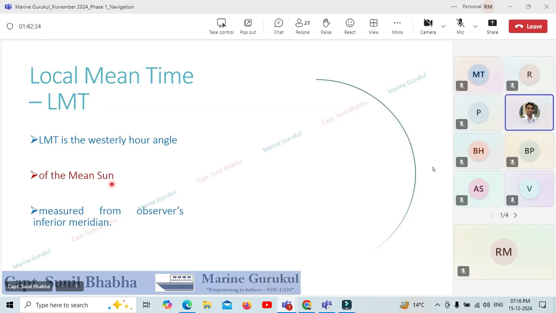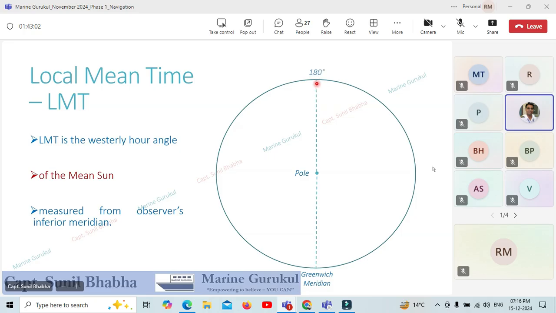Let's try to understand it using one diagram. Now let's assume we are looking at the earth from top of the North Pole. You can see the earth coming up on the screen. Exactly in the middle we have the North Pole here, and let's assume that this meridian which we see, the dotted line in the diagram, is the Greenwich meridian. Exactly opposite to it, in the opposite direction, we will have the 180 degree meridian. So the 180 degree meridian also comes up on the screen.